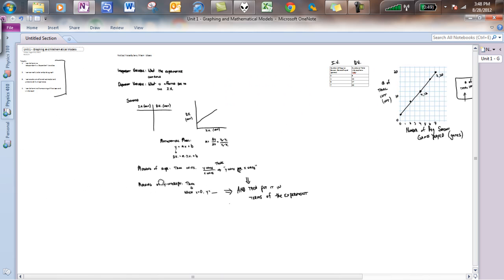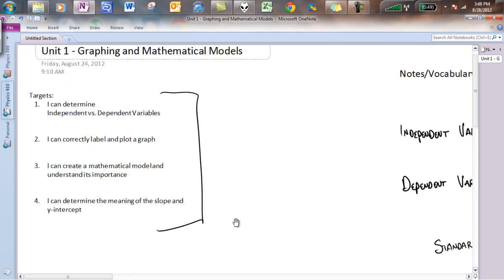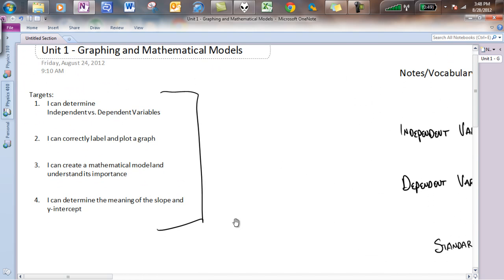So we have just looked at an example. We have looked at an example that allowed us to see the independent and dependent variables, correctly label and plot a graph, know the mathematical model, and understand that importance. We really saw that. And last but not least, meaning of the y-intercept and slope.